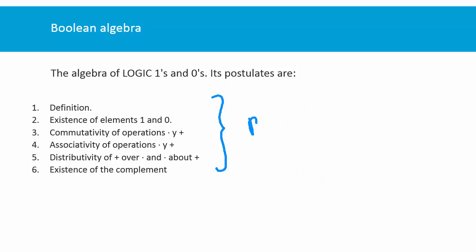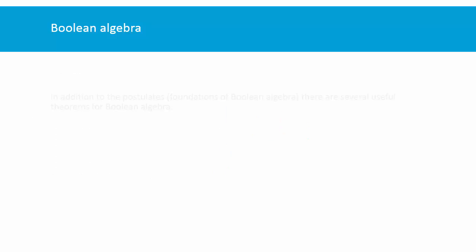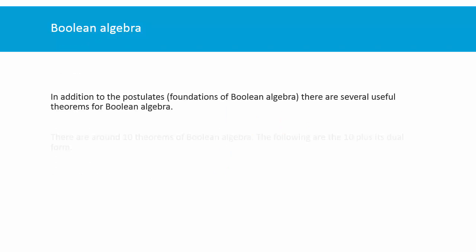These are the rules of Boolean algebra, and with these rules we can generate some expressions that are similar to other expressions, and that's what we're going to see in this video. We're going to see how we can reduce or minimize expressions to better represent an equation or a function. So in order to do that, besides postulates, which are the foundations of algebra, which are the ones that I just explained, there are several useful theorems.